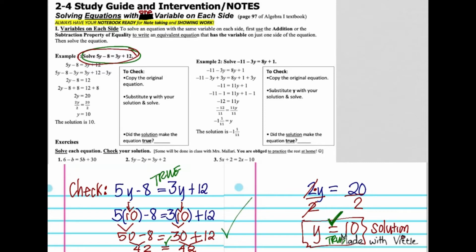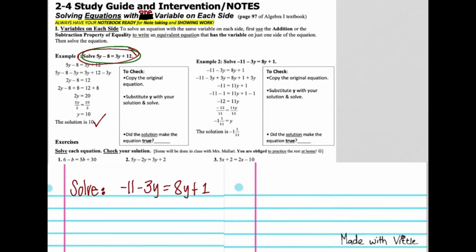Let's have another example. We have negative 11 minus 3y equals 8y plus 1. So you want to cancel out one of the variables first on one side. Let's try canceling out 8y, which is a positive 8y. So all you have to do is do the opposite of positive 8y. You have to do it on the other side as well, under the same or like term.